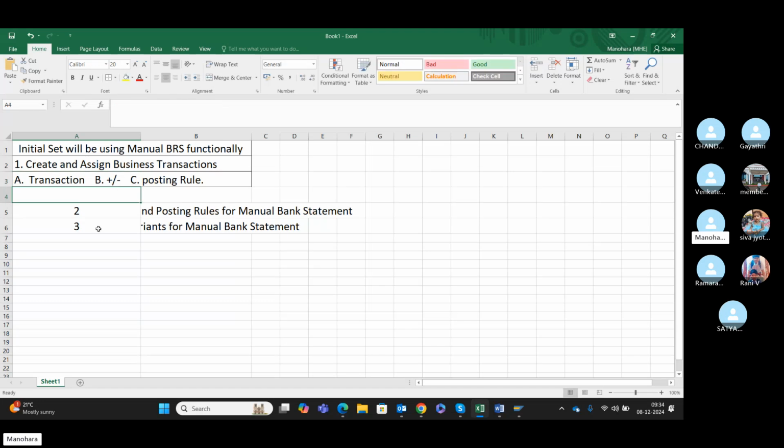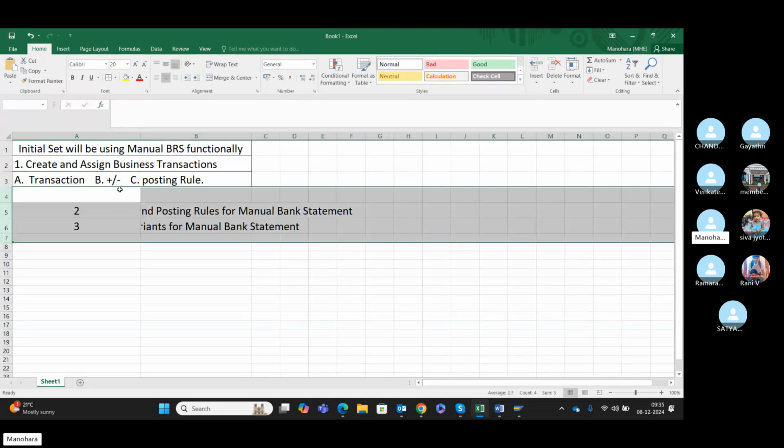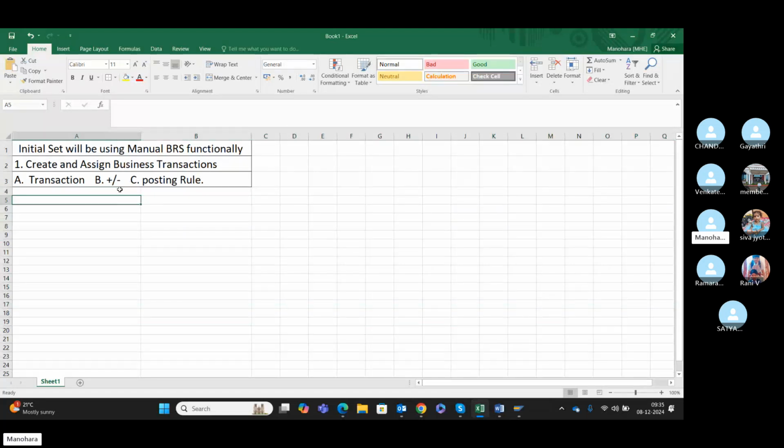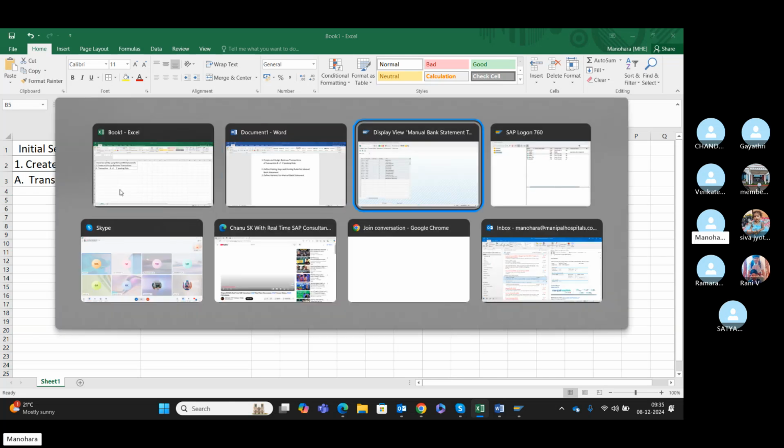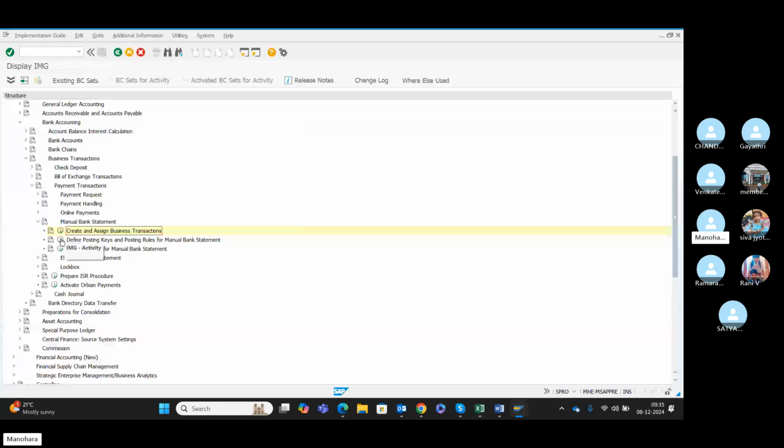So here we need to understand the first point, the transaction. What does a transaction represent, how do the minus and plus symbols represent, and the posting rules? How do posting rules happen, and how is the system performing? And second, the different posting keys and posting rules for manual BRS.